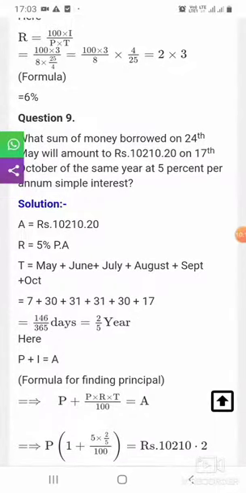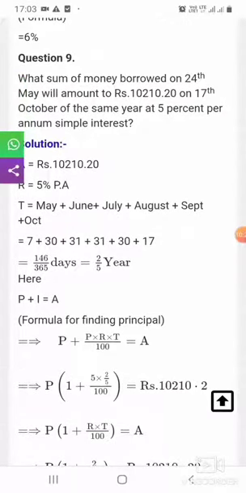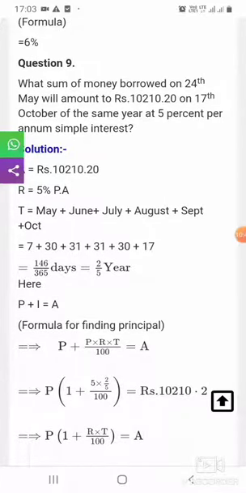Now let us move to question number 9. What sum of money borrowed on 24th May will amount to 10,210 rupees and 20 paise on 17th October of the same year? So 24th May we have taken, very important here, 24th May. You can count the months here, and 5% per annum simple interest is given.